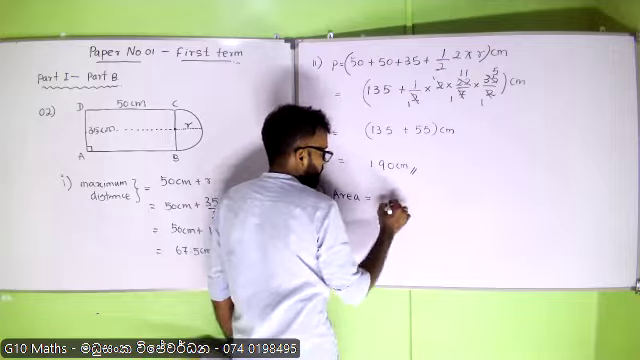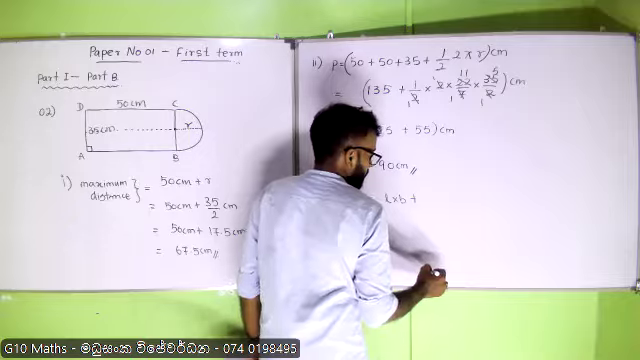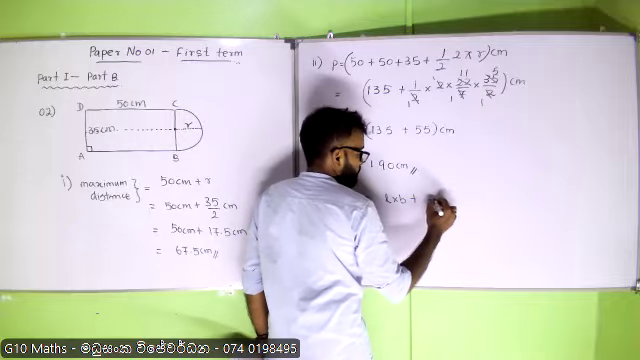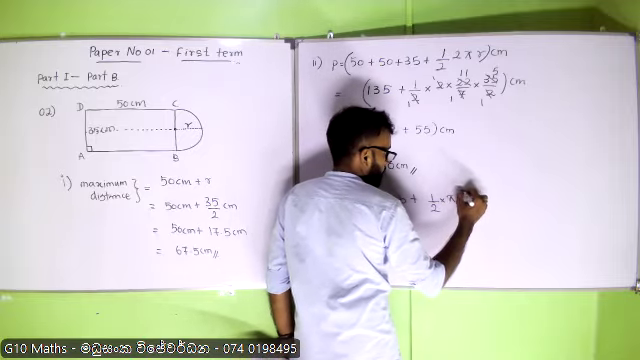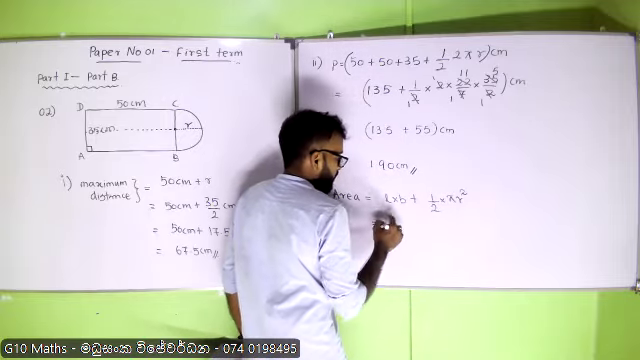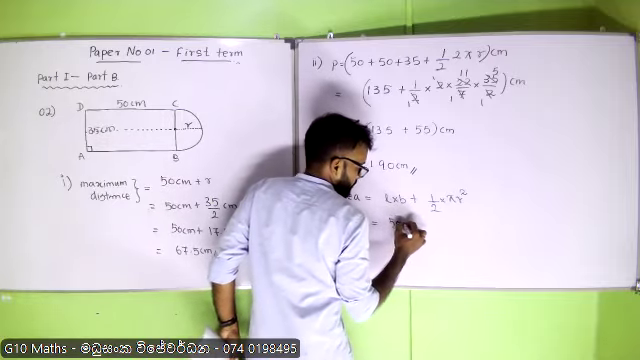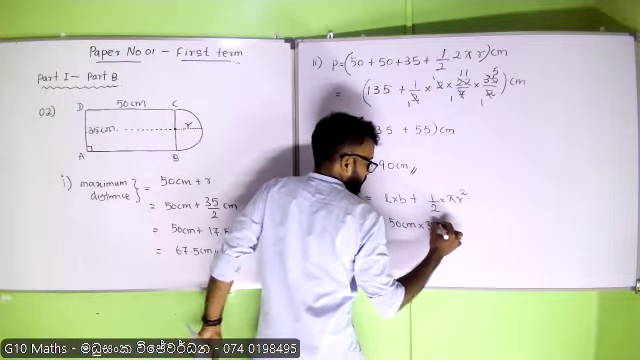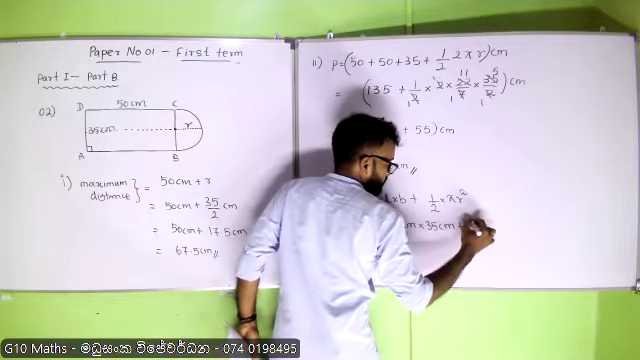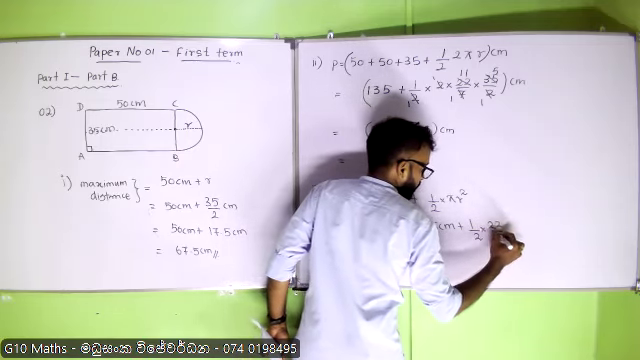Area of the rectangle, length into breadth, plus area of the half circle, which is half into pi r squared. Length is 50 centimeters. Breadth is 35 centimeters, plus half, pi means 22 upon 7.